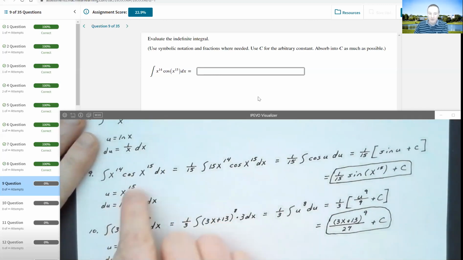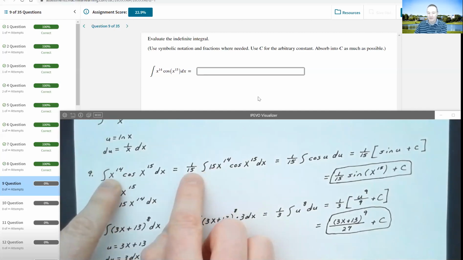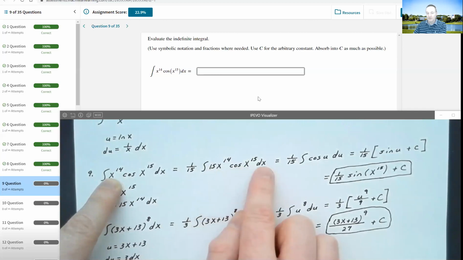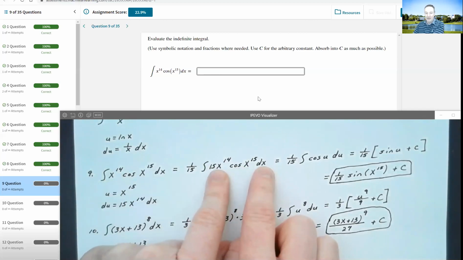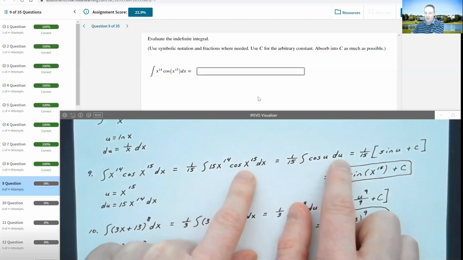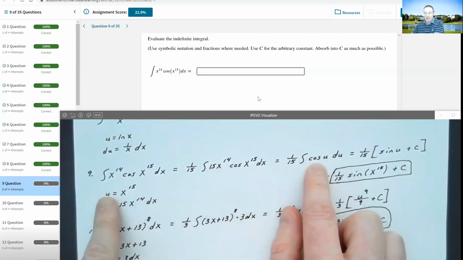The derivative of u is going to be 15x to the 14th with respect to x. So then I can say, all right, I don't have a 15x to the 14th, but I can put it in there. So I have to multiply by 15 on the inside, divide by 15 on the outside. I'll get 1/15, 15x to the 14th, cosine of x to the 15th dx. That 15x to the 14th and the dx all becomes du. So the only other thing I have is the cosine of x to the 15th, which I know is just going to be the cosine of u.